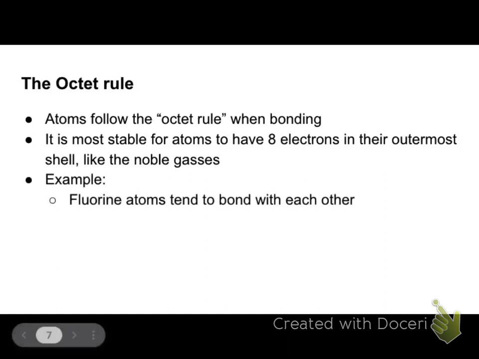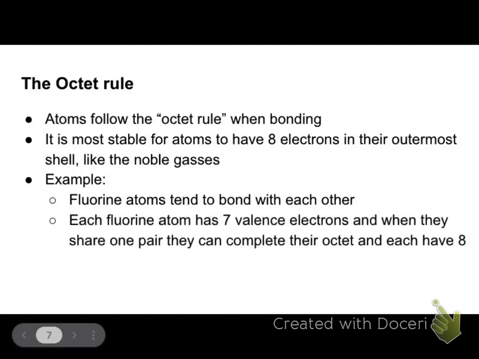Example, fluorine atoms tend to bond with each other. This is because fluorine has 7 valence electrons. So if it can find another fluorine atom and they can each share an electron with each other, then they can have 8 total, because that shared electron counts for both of them. So they both get to count one of the other's electrons, and then they have 8, and that makes them extremely stable.